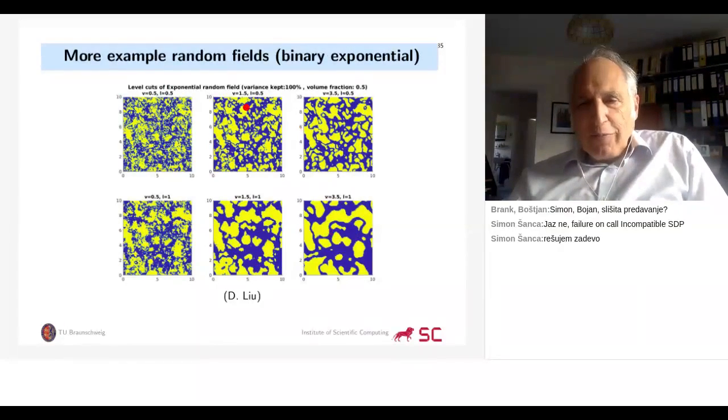The binary fields coming from that look like this. Again, you see more smooth and larger correlation length. And the structures, of course, are much bigger here than there. Here, many little pebbles, and there are big things like here.